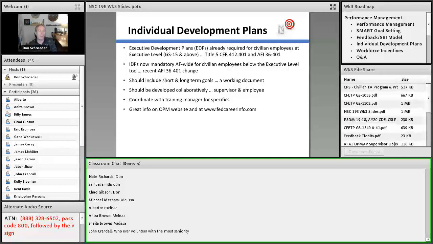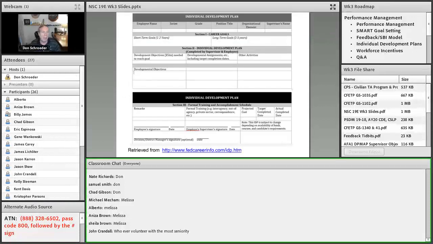Now, as I mentioned, we have an example for you. I'm going to do the slide. So if you're following along with me on the slides, go to the next slide, okay? This is just a little example of one. As you see right there, it says employee name, series, grade, position title, organization, element, supervisor's name. Section 1, what's a short-term goal for this employee? 1 to 2 years. What's a long-term goal for this civilian employee? 2 to 5 years. Different developmental objectives. And so you see, it's very basic, and we just fill out information.